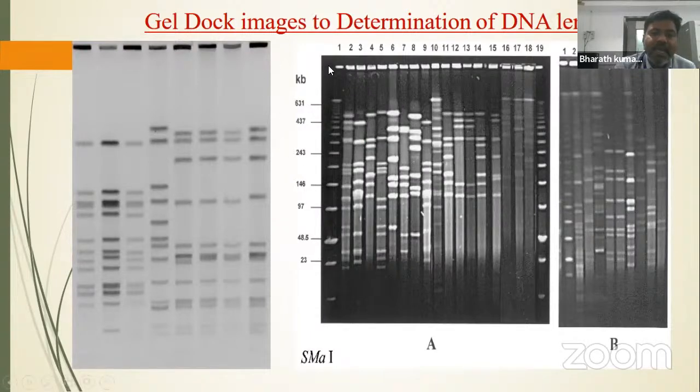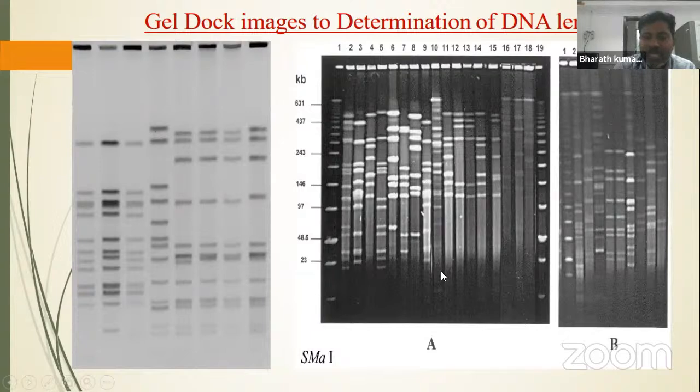See here, it is clearly mentioned that this is a marker. First one is the marker, and then all the remaining are the samples. So based upon the extraction, we can see the length of DNA we can yield. You can see here in the second sample we can yield a maximum of 500 kb length of DNA. In sample number 10 we can extract 631 kb length of DNA. So based upon this we can measure the length of DNA.